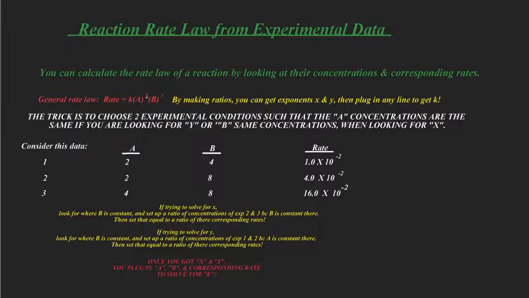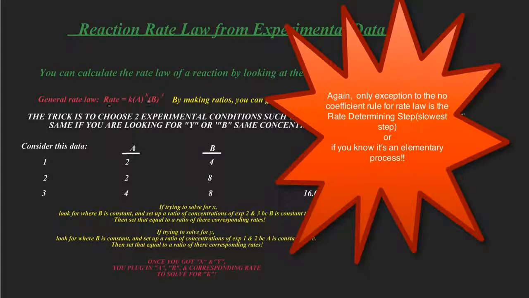You cannot write the coefficients as x and y unless it's the rate determining step, the slowest step, or an elementary process.